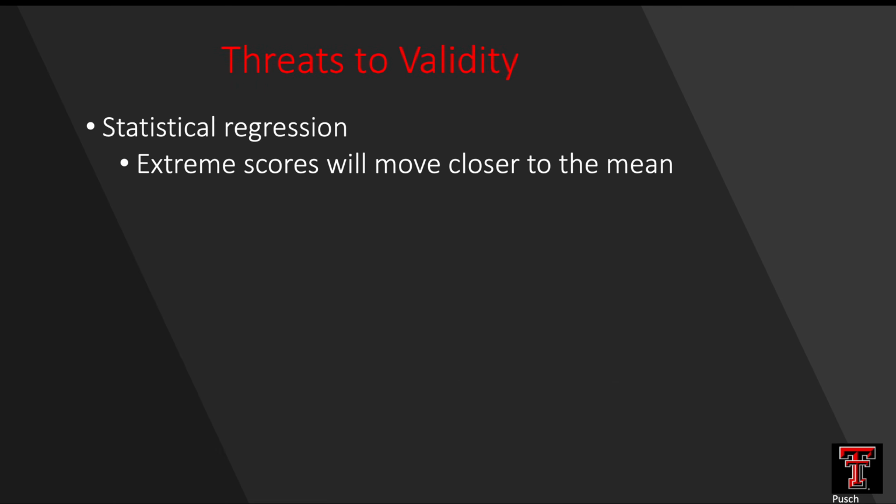Okay, statistical regression. Extreme scores will move closer to the mean. Let's say we're giving a class a math test and everyone's score is absolutely terrible. Maybe they get a couple of math lessons and then are retested and everyone does better. Well, maybe it's not really the effect of that math program. Maybe everyone was so terrible on that first score that there was nowhere to go but up.